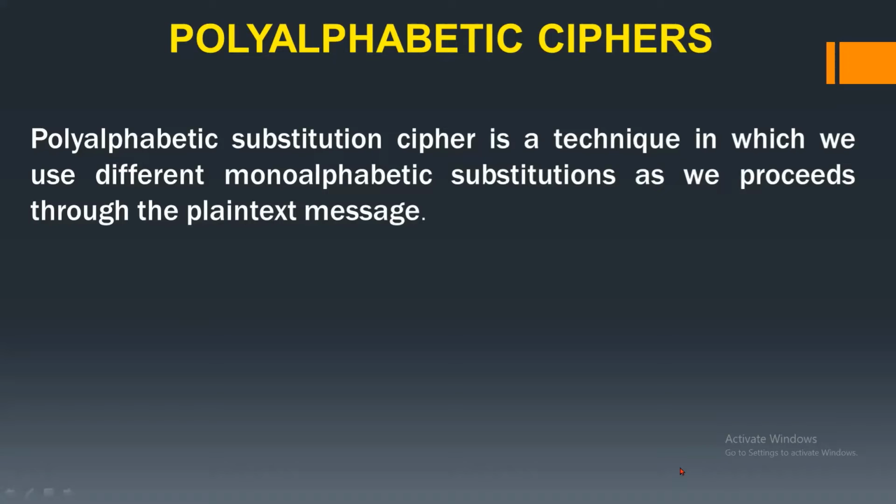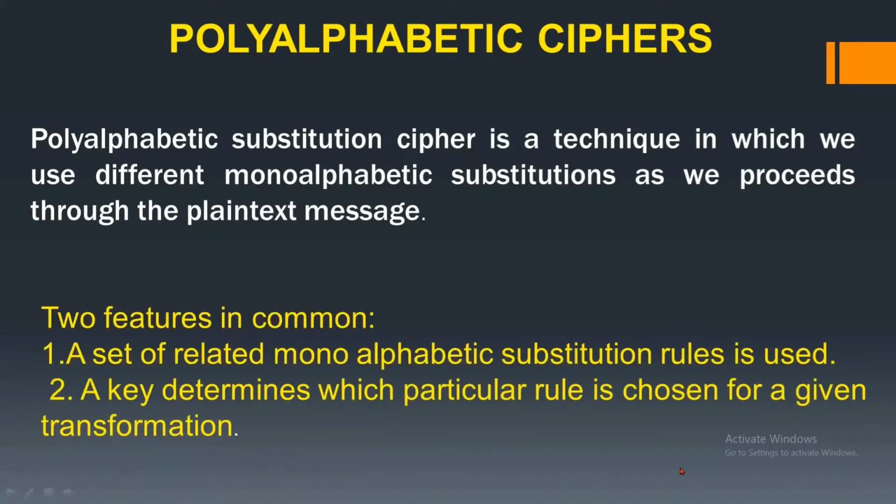But let's say you have a message like A, B, C, A. In a polyalphabetic cipher, if the first A is mapped to M, the last A need not be mapped also to the same M. So you need not have the same ciphertext alphabet for every unique plain text alphabet. Different monoalphabetic substitutions will be used as we proceed through the letters of the plain text, and that is called a polyalphabetic cipher.